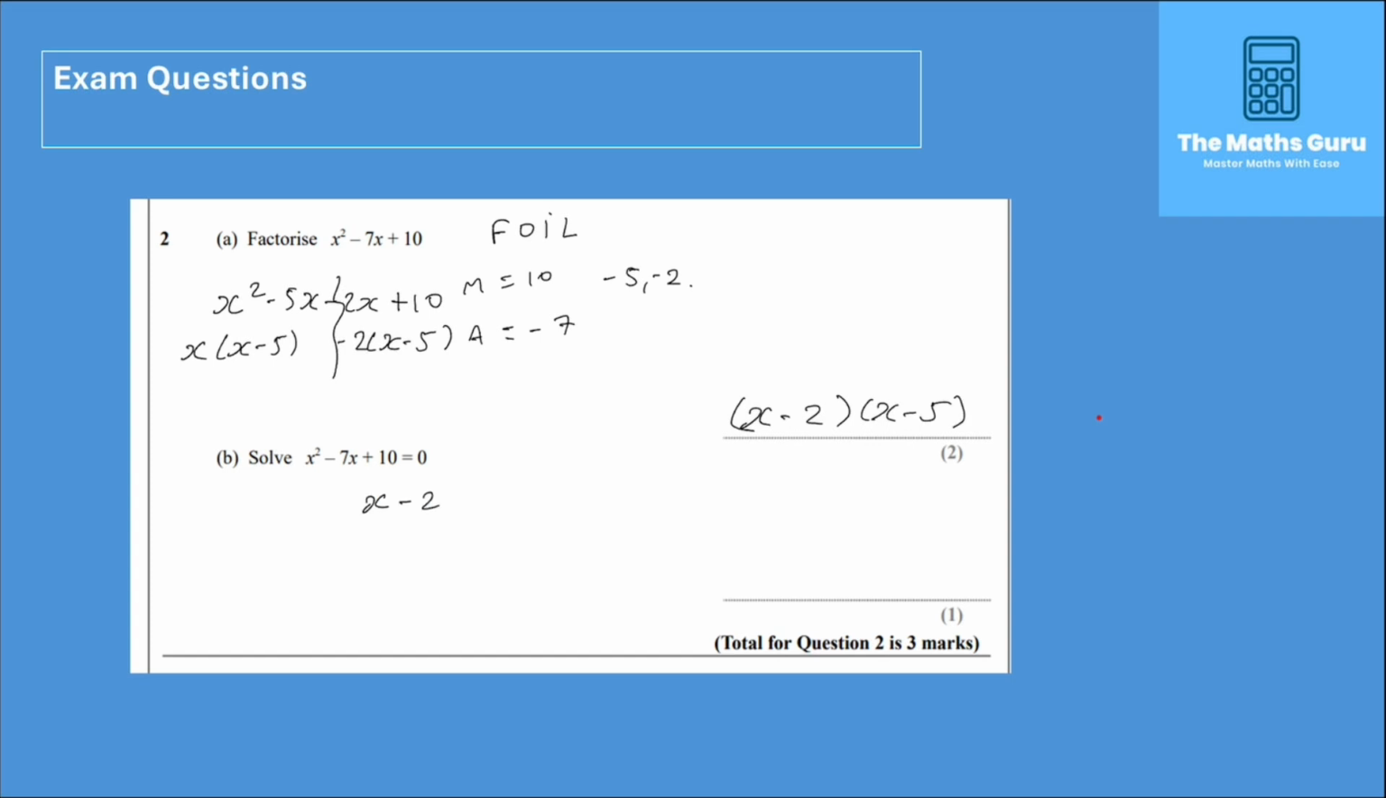Then solving these individually, we get x minus 2 equals 0. Then we plus 2 on both sides to get x equals 2. Then we have x minus 5 equals 0, plus 5, and we get x equals 5. These are our two solutions to the quadratic.